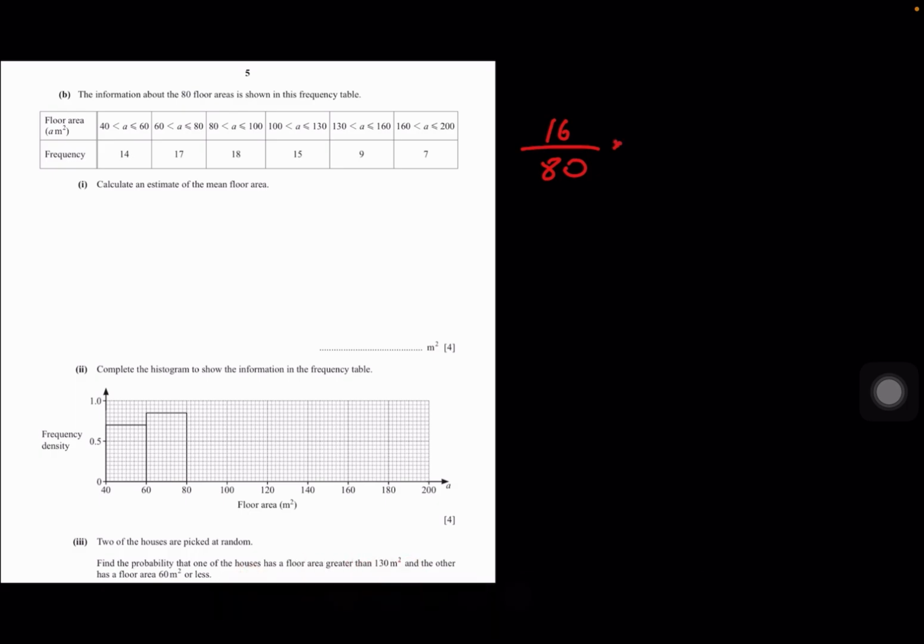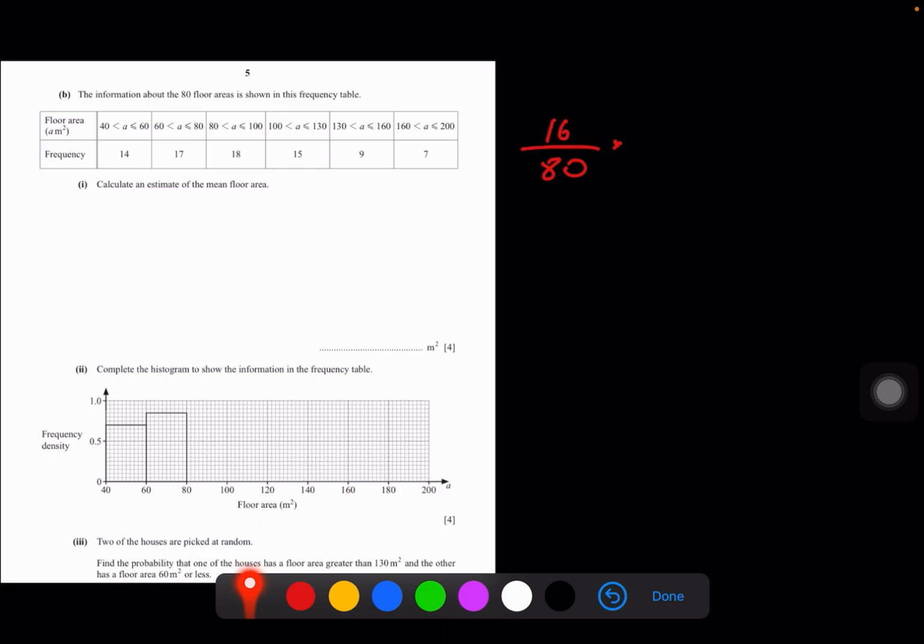Multiplied by, because we have a second option. And they say the other one has a floor area of 60 square meters or less. There are 14 of this kind of house. But we chose the first one, that's why right now there will be 79 houses and 14 out of them. We have to multiply these two. This will be 224 over 6,320, and if we simplify, we can eliminate it also to 13/395.